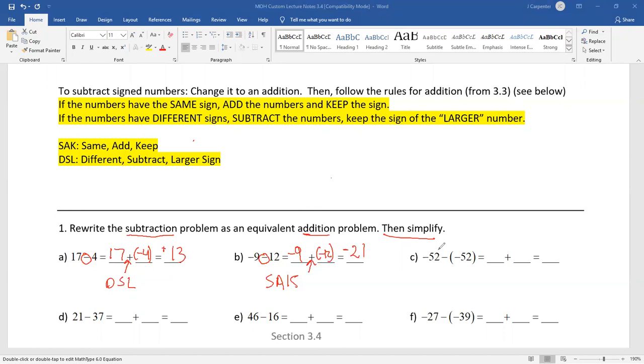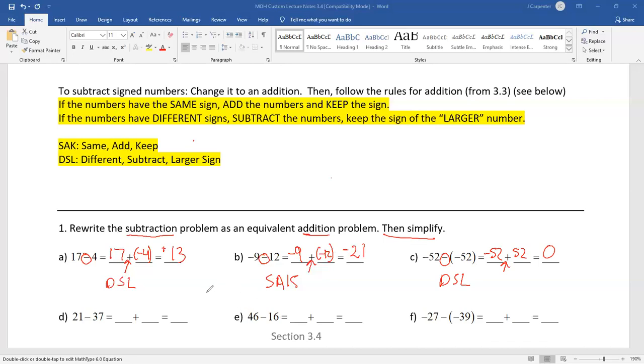All right, C, negative 52 minus negative 52. So we leave the first number alone. We change the subtraction to an addition. And then we change the sign of the second number, the number after the subtraction. So this negative 52 becomes a positive 52. Then we apply SAK or DSL. Well, negative and positive, so that's DSL. These are opposites. Opposites always add to 0. That's the third time we've seen it today.